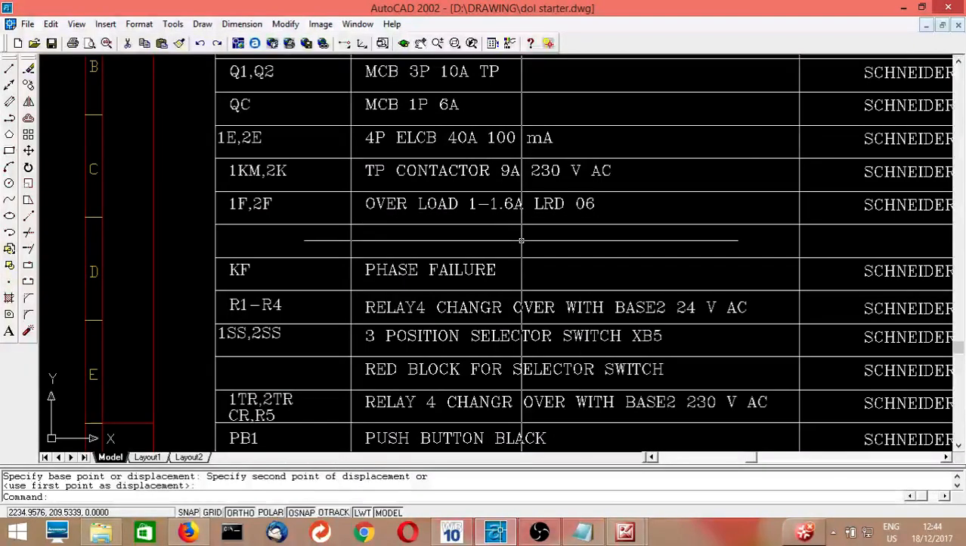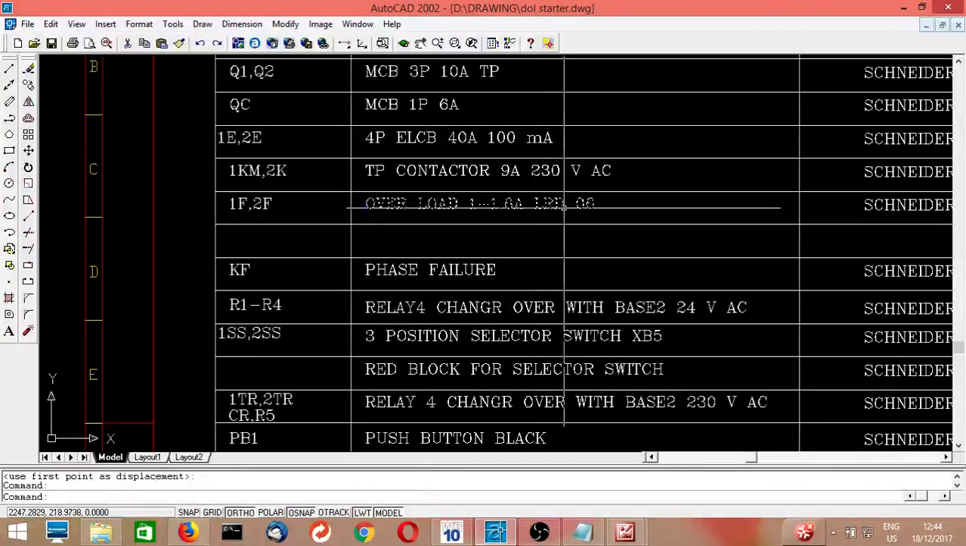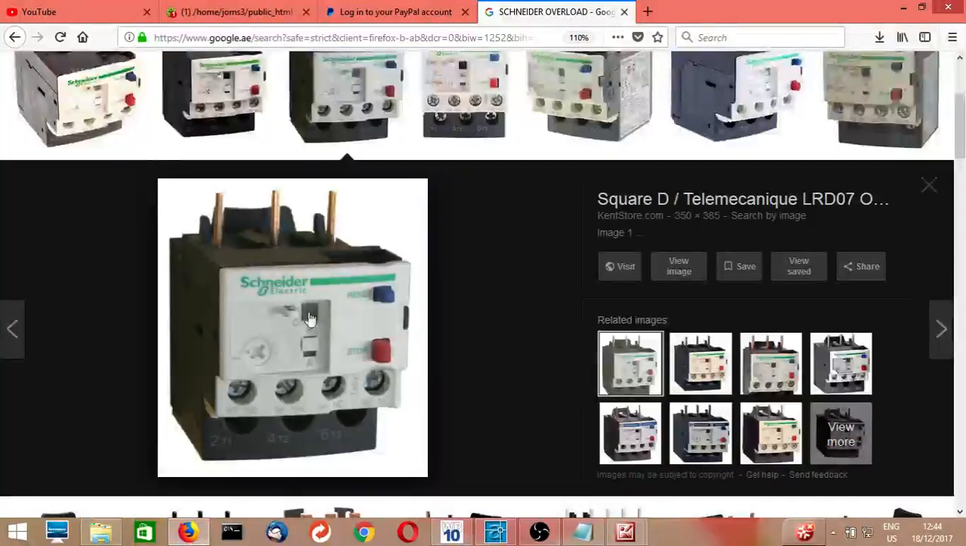Actually, we need around a 9 to 12 ampere overload, and if you select a 9 to 12 ampere overload, that one has a particular part number like LRD 12 or something. If you take 9 to 12 ampere, by use of this knob we can set the current according to our value. 10 ampere or 12 ampere we can keep it, 10 ampere we can keep it.